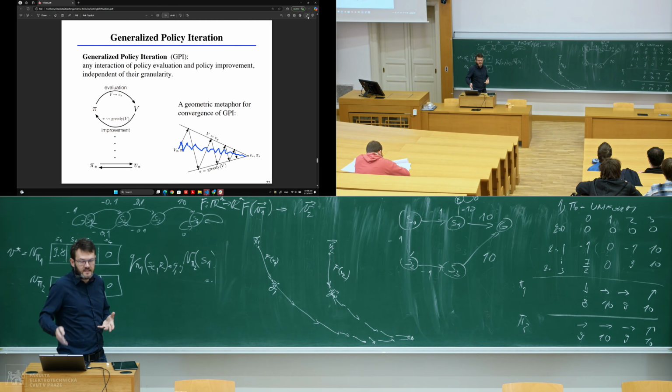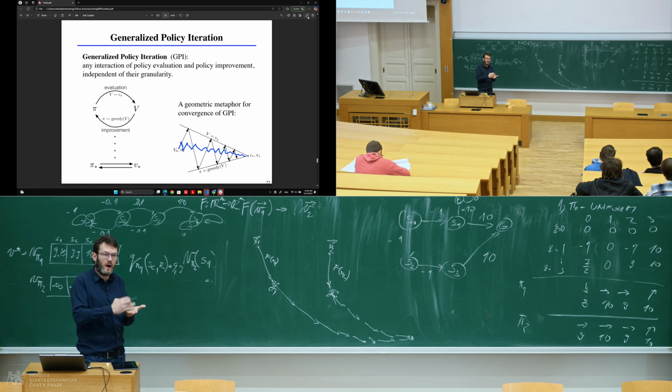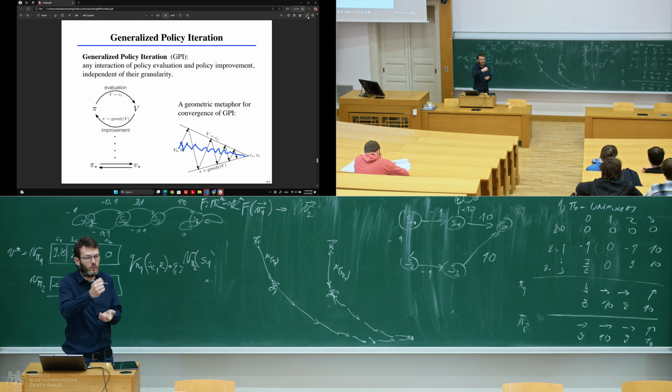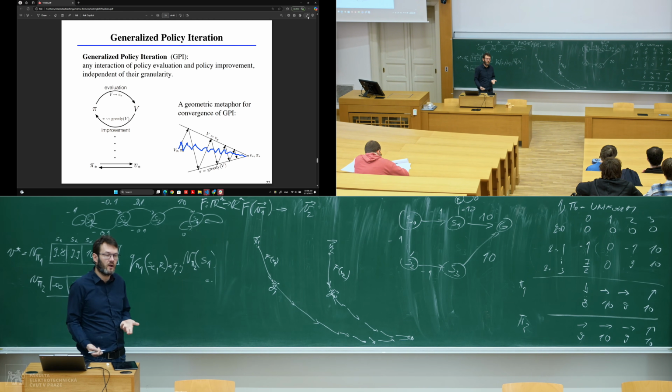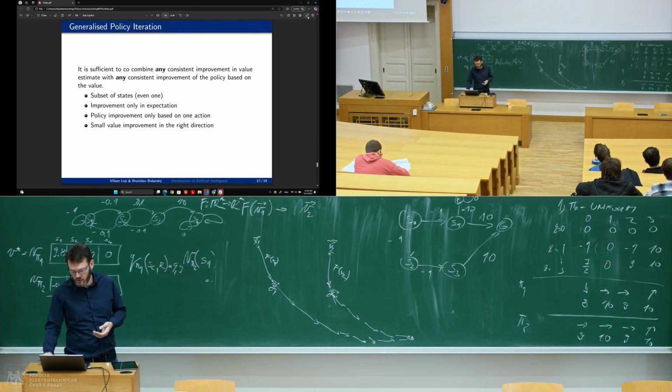But again, this is a general idea. Then you will take a very specific algorithm for how to improve the value and how to improve the policy. That will create a very specific algorithm, and you can study that, and you can compute convergence rates for that specific algorithm. For this general idea, it's hard to say what the convergence guarantees would be. Just that anything that follows it will converge.